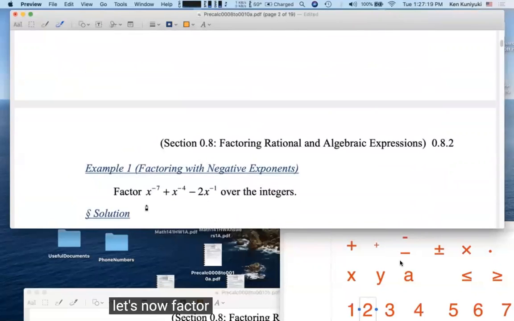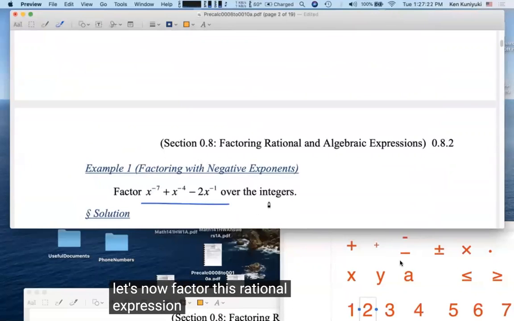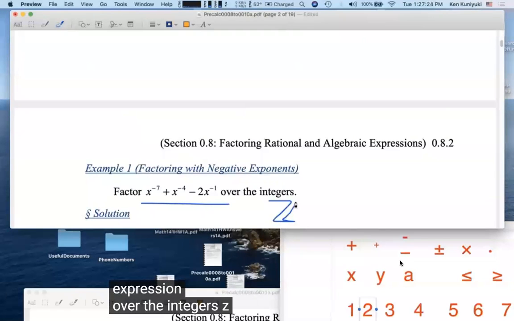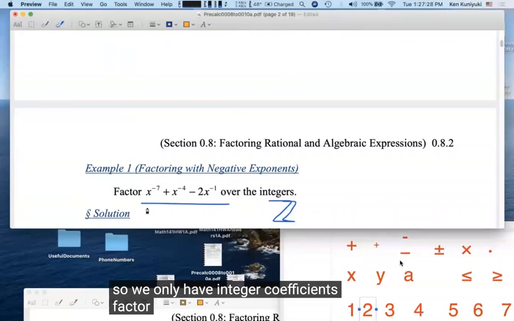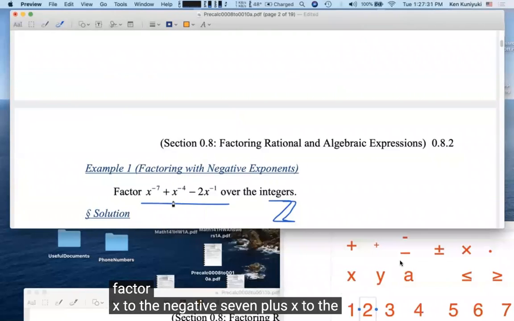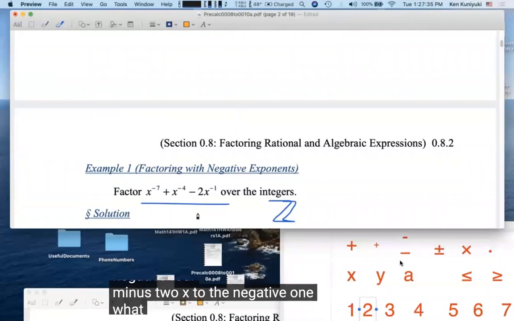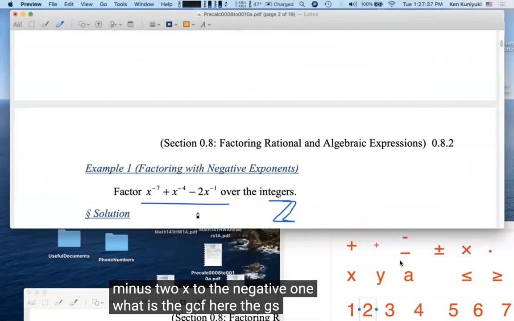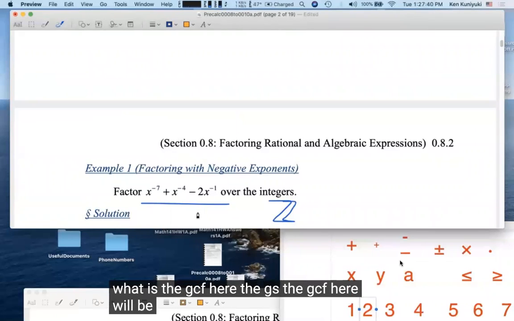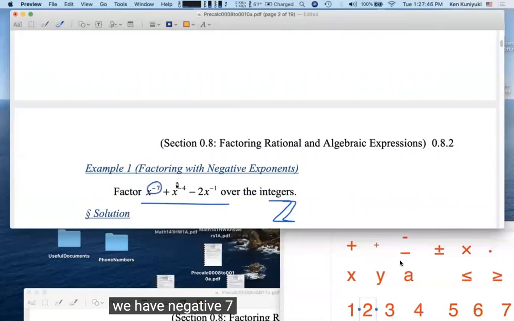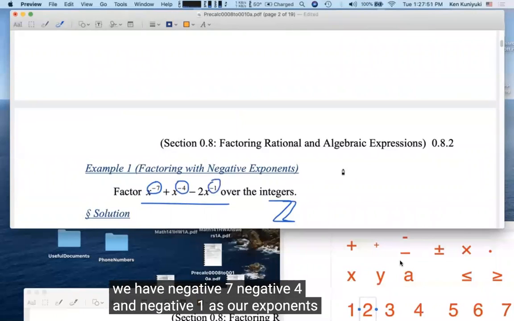Let's now factor this rational expression over the integers, Z, so we only have integer coefficients. Factor x to the negative 7 plus x to the negative 4 minus 2x to the negative 1. What is the GCF here? The GCF here will be the power of x with the least exponent. We have negative 7, negative 4, and negative 1 as our exponents.